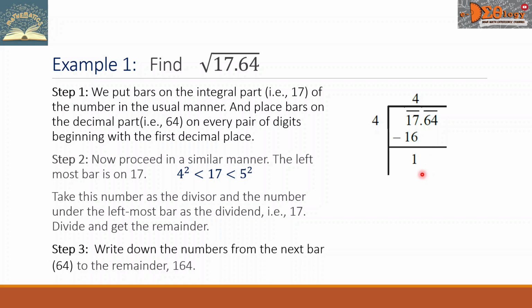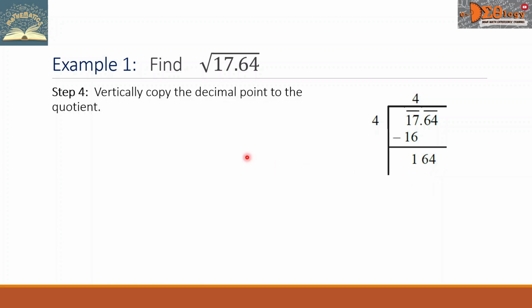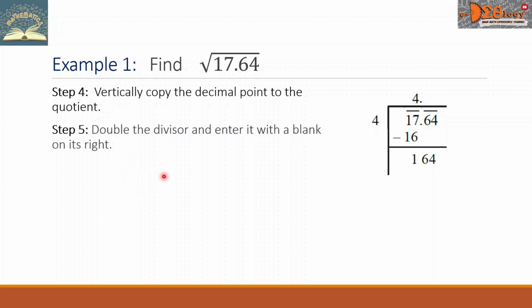Step 3, we write down the numbers from the next bar next to the remainder. The new dividend becomes 164. Then step 4, we vertically copy the decimal point to the quotient. The decimal point is here, so we copy this point on top. Step 5, we double the divisor and enter it with a blank on its right. The divisor is 4. When we double, it becomes 8. Then there is a blank after 8.